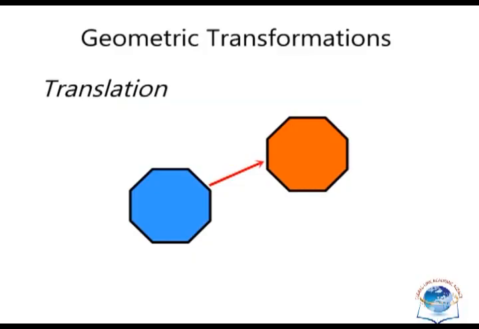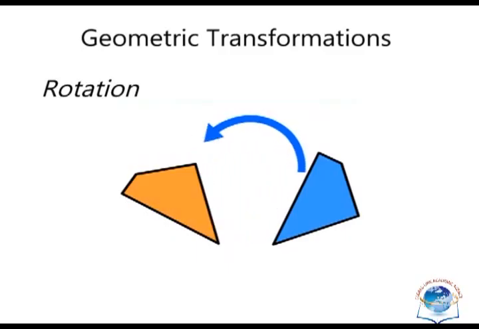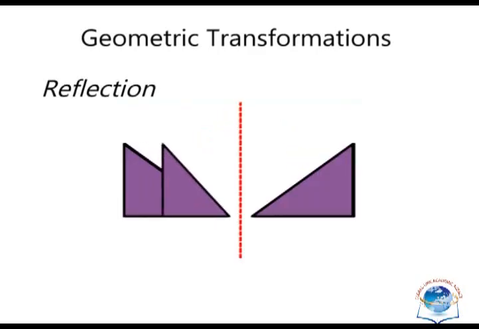The figure to be transformed is called the object, and the figure that is obtained after a transformation is called an image. The transformations which change the position of a figure without changing its shape and size are called isometrics. An example of an isometric transformation is reflection.